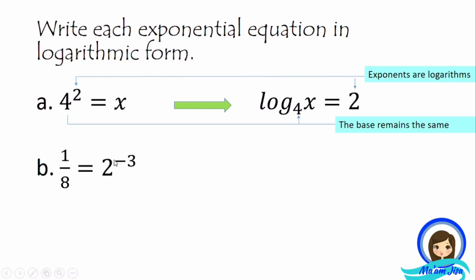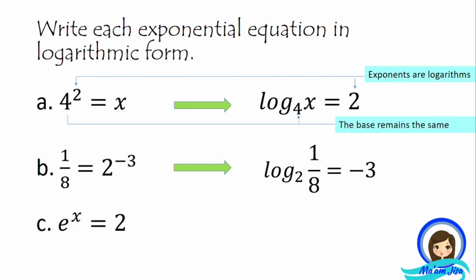1/8 equals 2 to the power of negative 3. Our base is 2 and our exponent is negative 3. So it is written as the log of 1/8 to the base 2 equals negative 3. e to the power of x equals 2. The base e is an example of a natural logarithm, so we can write this as ln 2 equals x.